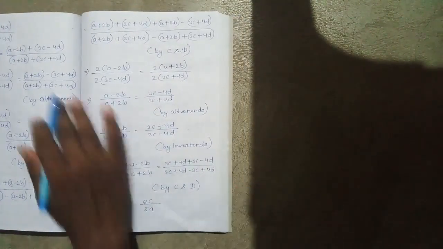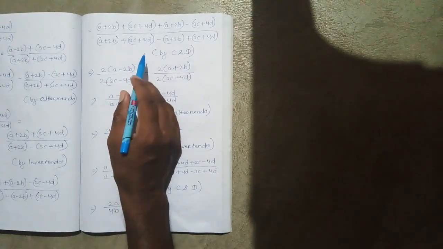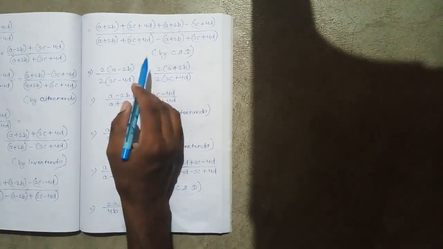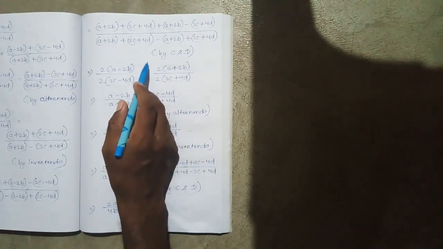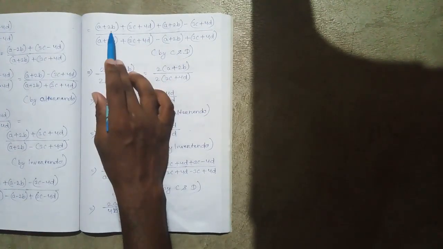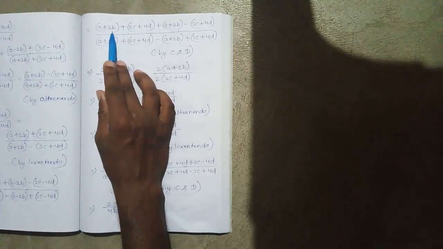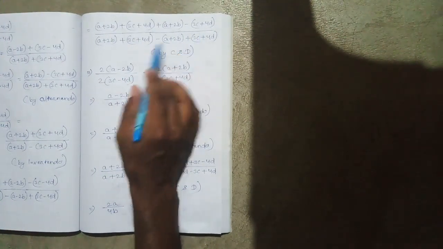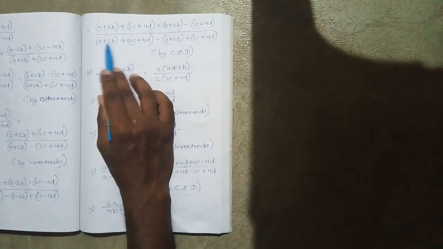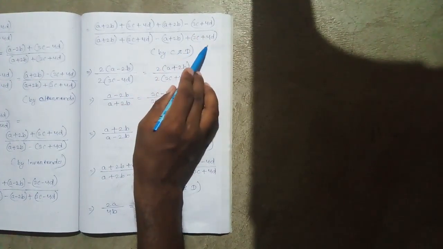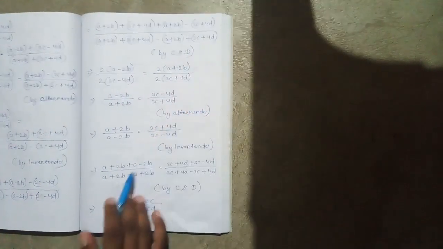Okay, whenever you are using componendo or dividendo you have to use on both sides, left side and right side both. Okay, students forget that they use componendo or dividendo on one side only. Do not forget that. Okay, you have to use on both sides. So on the right side we get a plus 2b plus 3c plus 4d plus a plus 2b minus 3c plus 4d by a plus 2b plus 3c plus 4d minus a plus 2b plus 3c plus 4d. This is by c and d.